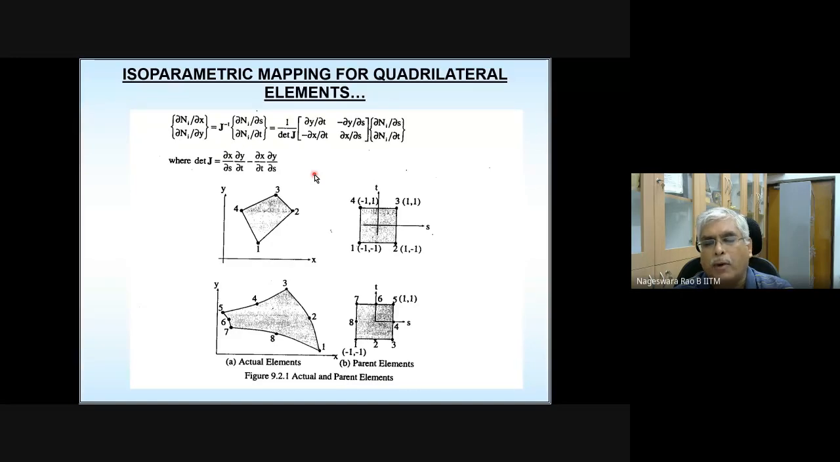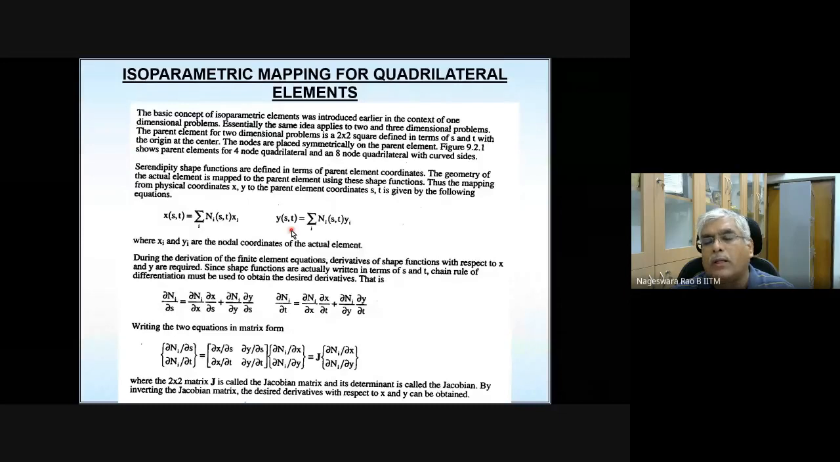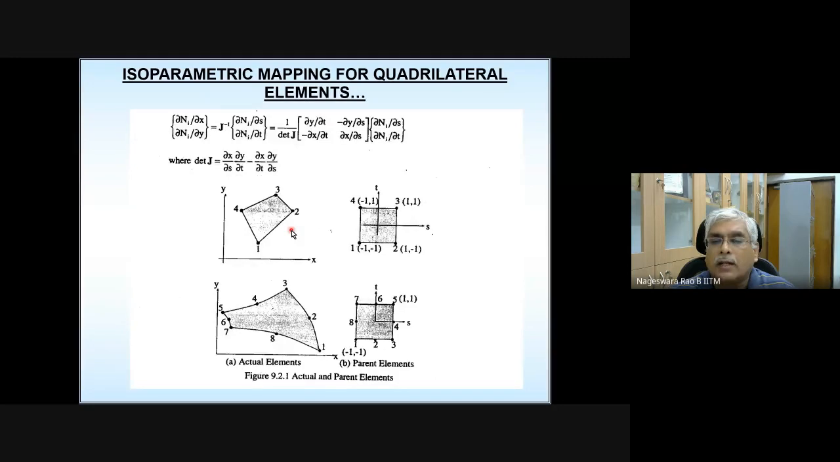Okay, so when we plot this determinant of J, then that plot is going to give you an idea about whether there is one-to-one correspondence or not. Or if you plot X as a function of S and T, Y as a function of S and T, that also gives you an idea about whether there is any issue with this one-to-one correspondence. Any issue in the sense there should be only one-to-one correspondence. No two points should correspond to a single point on either the actual element or on the parent element. That you need to keep in mind. Okay, so that we will see.